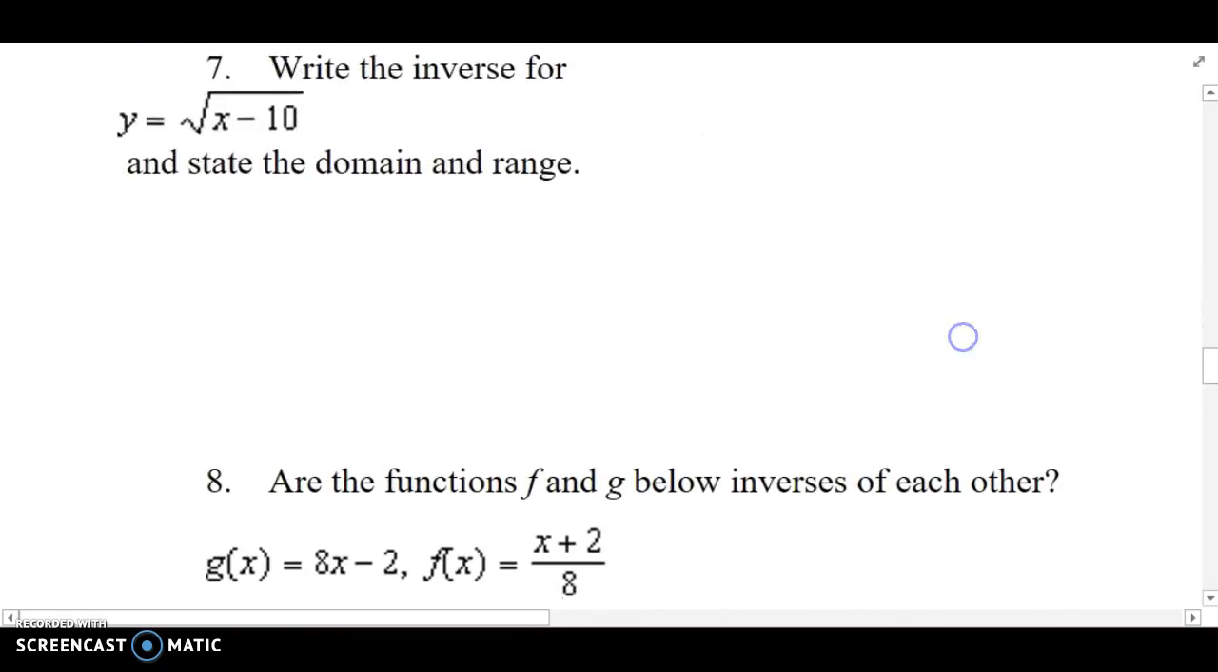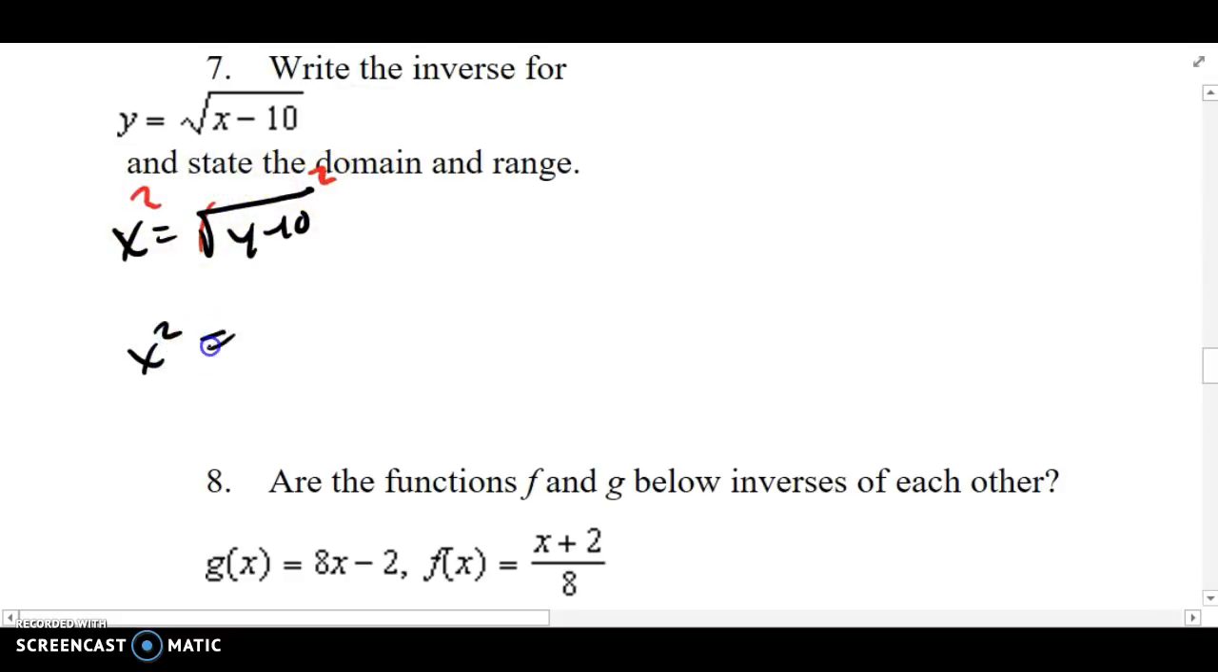Number 7 says write the inverse. So to find an inverse of anything, you just switch x and y around and solve. So I'm going to switch this, and so we get x is equal to the square root of y minus 10. And then we need to solve, so we need to square both sides to cancel that out.